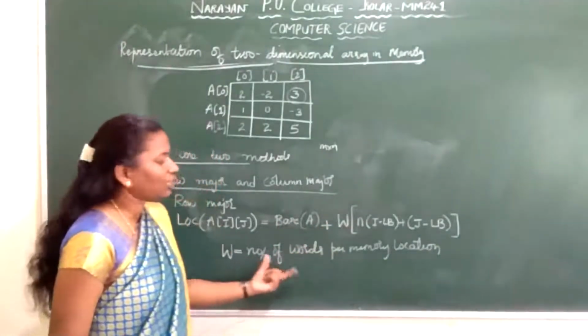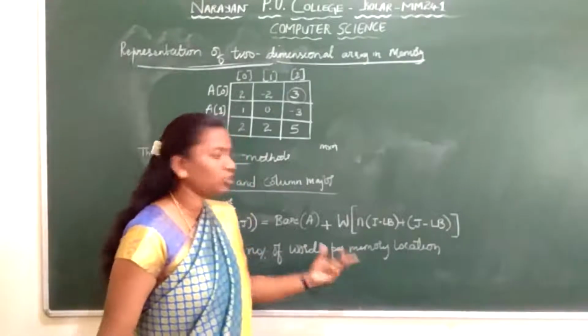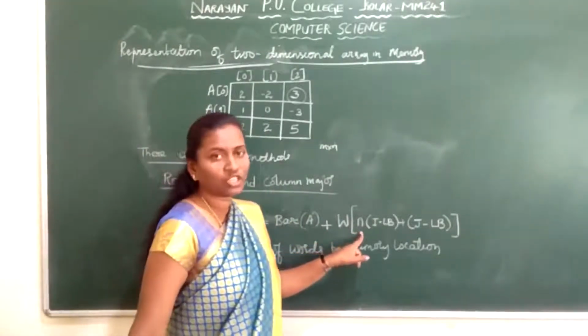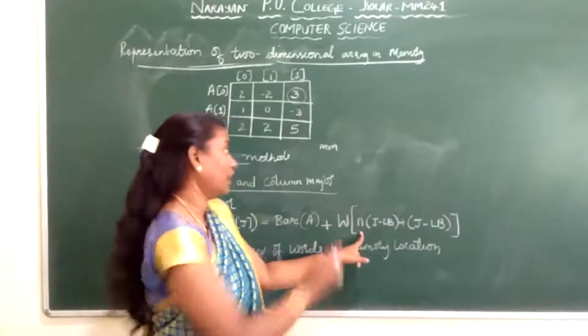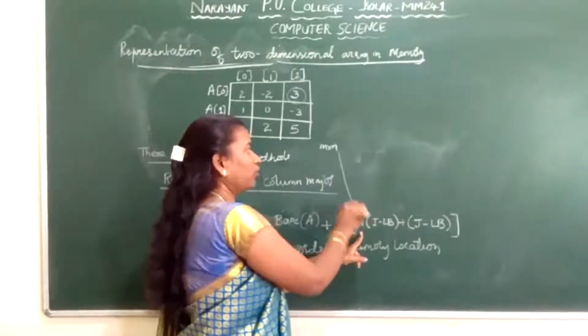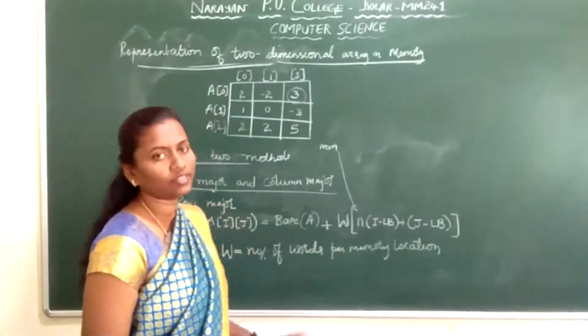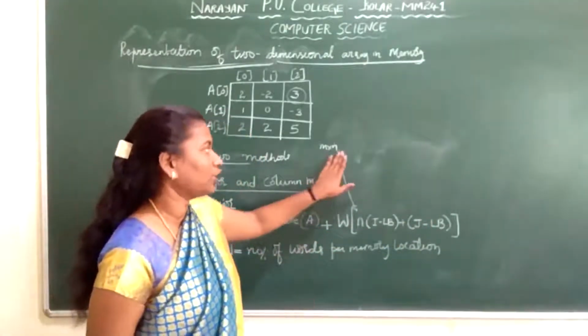W is nothing but the number of words per memory location. Usually it will be 1 or 2. Now, if I want to mention the row major, I need to mention N here. For column major, I need to mention M here. That is the only difference between the formula for the row major and the column major.